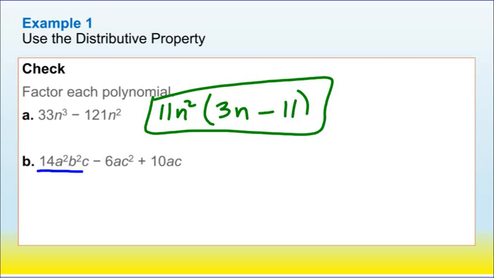Next one, 14, 6, and 10. The biggest number I can divide out of all those is 2. I see an A in all of them. I see a C in all of them. Divide everything by 2AC.